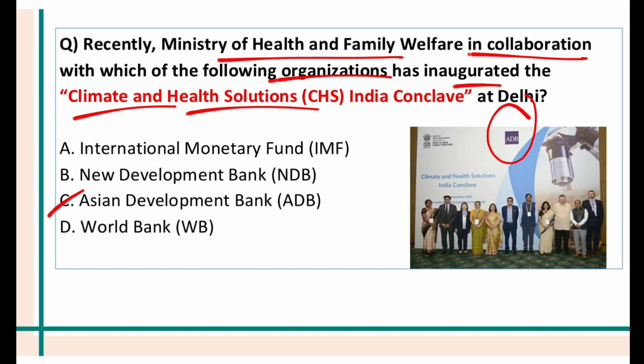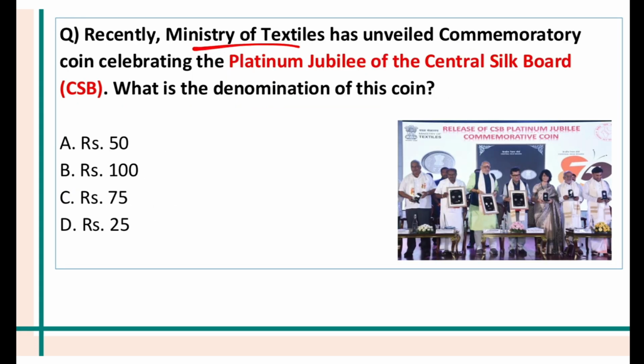Ministry of Textile, they are celebrating the Platinum Jubilee of Central Silk Board. They have launched a coin to commemorate for the same. So what is the denomination of the coin? The denomination of the coin is 75 rupees. Central Silk Board in Mysuru in Karnataka. This function was there, and we are celebrating 75 years.